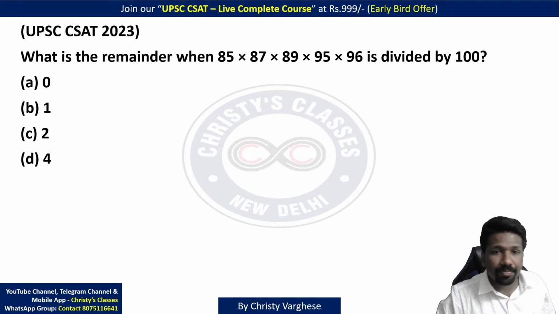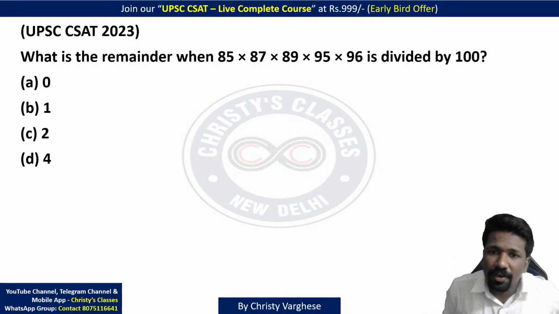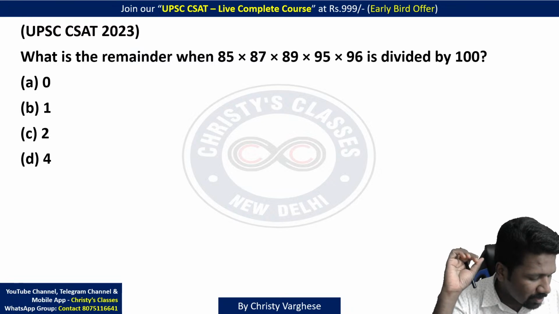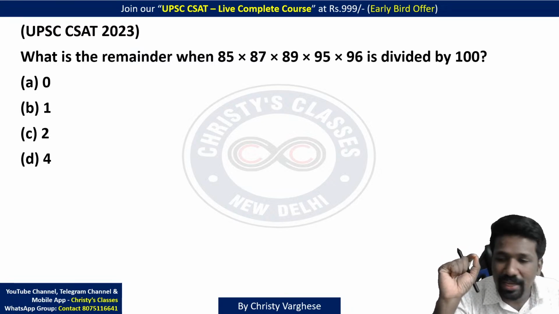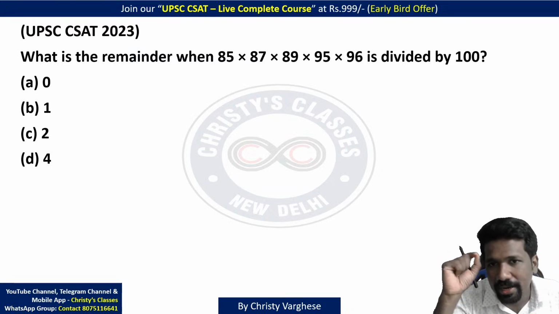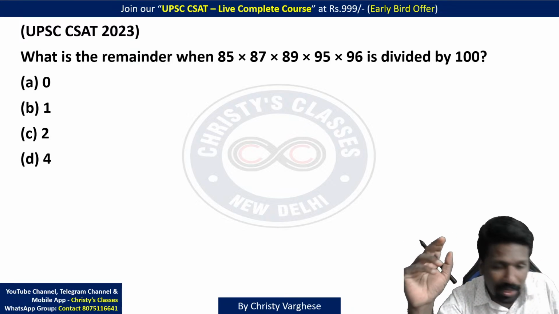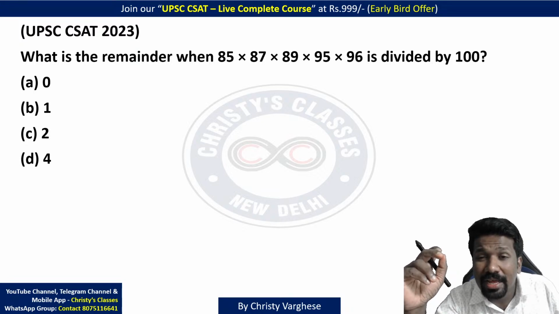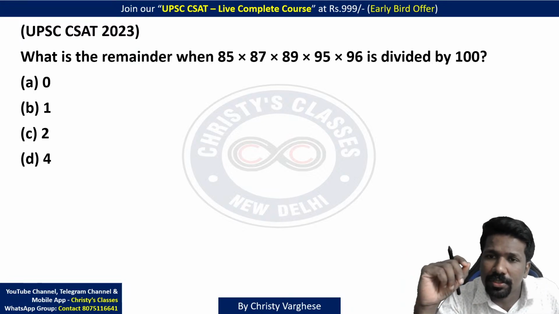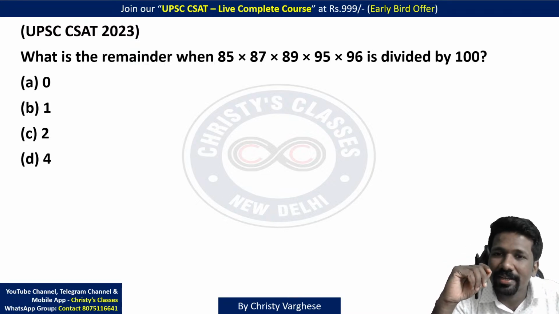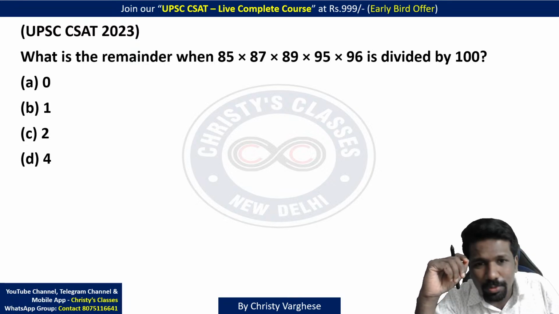Okay, I'll explain. What is the remainder when 85 into 87 into 89 into 95 into 96 is divided by 100? This is a question based on the topic divisibility and remainders, or remainder theorem to be particular. In our course, we will be having a separate lecture on remainder theorem. But the mathematical way of solving this question is time consuming, or you have to memorize some formulas. We don't want that. But you can easily do this question.